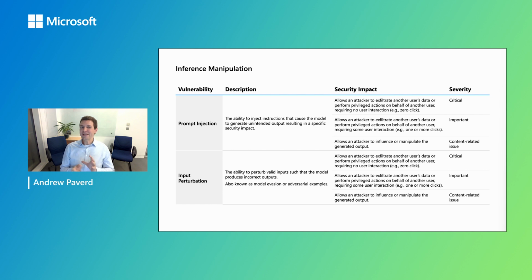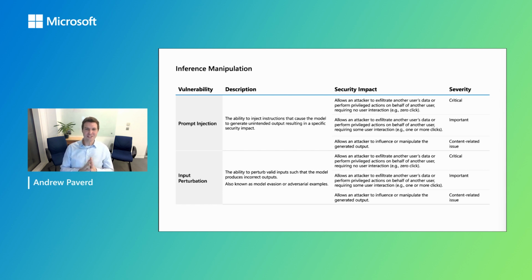In contrast, if the user needs to do something like click on a link or go through one or more steps, that would decrease the severity slightly. But again, if there's no security impact, if you're just able to manipulate the output or influence the output in some way, that is something we refer to as a content-related issue. That's not currently in scope for our current AI bounty program, but it's still something that you can report to us via the same processes that we'll discuss at the end of this talk.